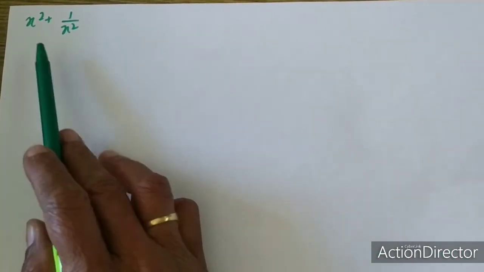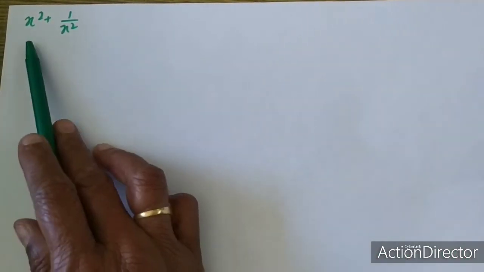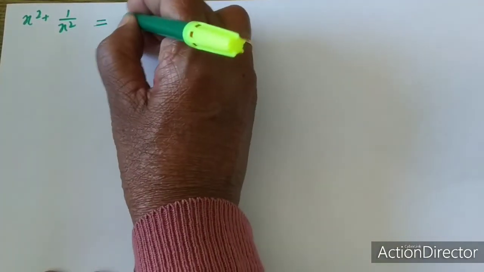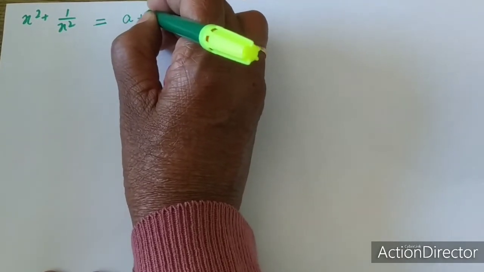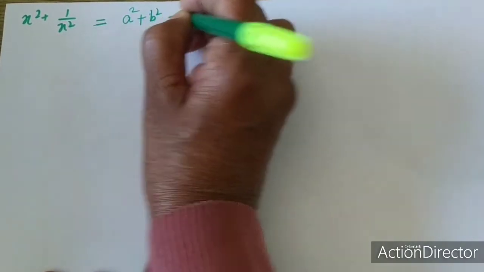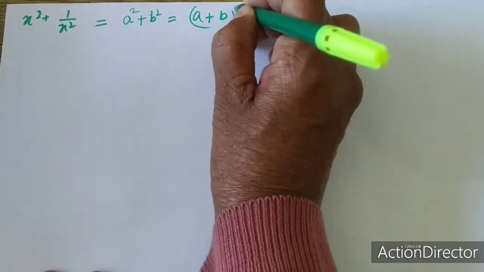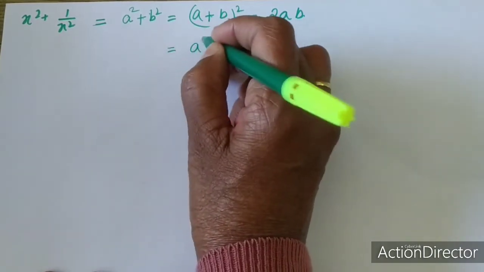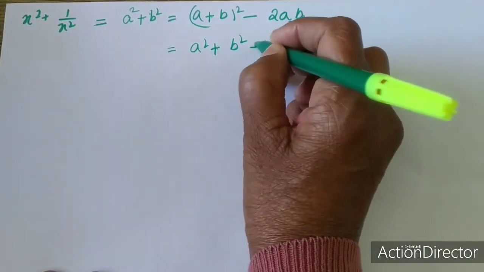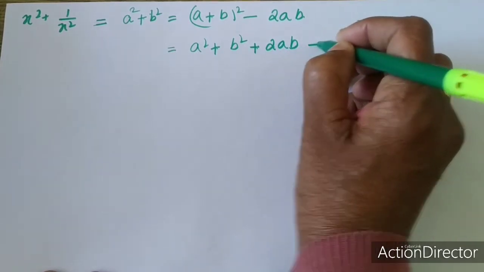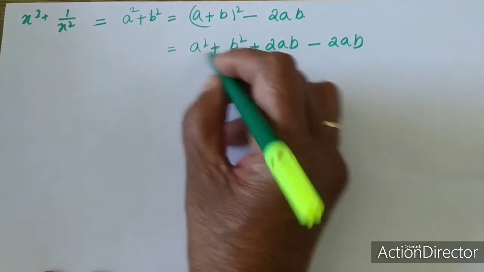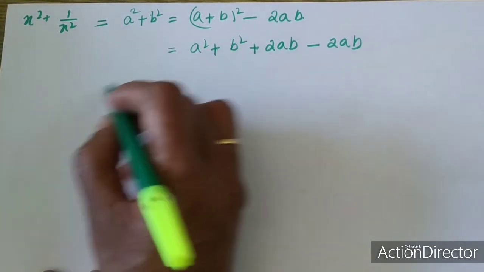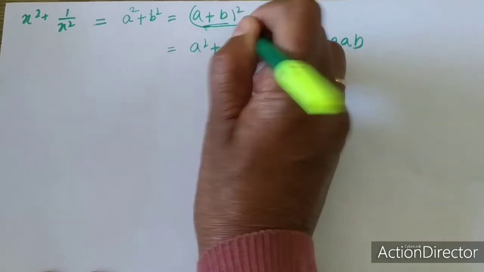Now third, we have to find x square plus 1 upon x square. This can be simplified as a square plus b square, which is nothing but a plus b whole square minus 2ab. So this is equal to a square plus b square plus 2ab minus 2ab, so you are getting a square plus b square. For finding these, I am going to first find a plus b whole square.